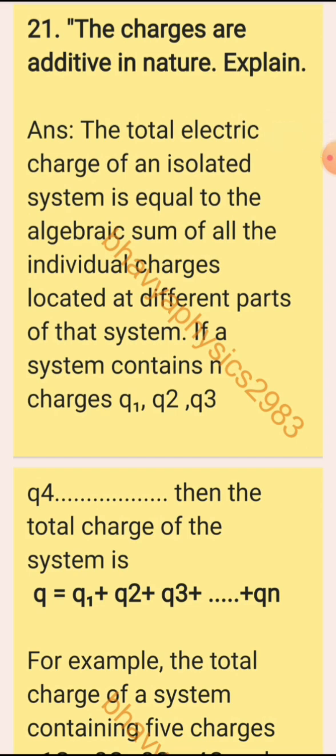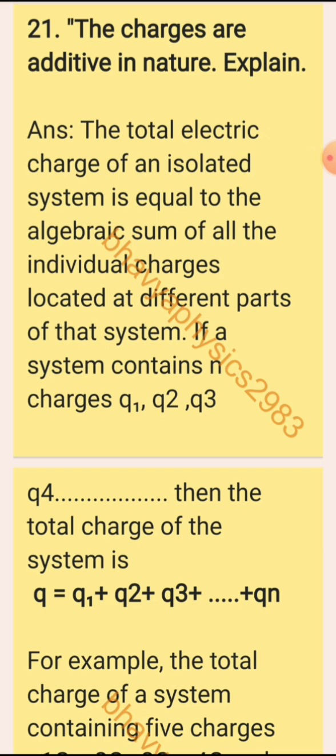So we know that charge is having 3 properties. The one is charge is additive in nature, charge is quantized and charge is conserved. So this is a first property. Here the total electric charge of an isolated system is equal to algebraic sum of all the individual charges located at different parts of that system. So that means when we are adding the charge, we need to consider its sign. Okay, there are positive charges as well as negative charges. So the total charge is algebraic sum of the individual charges present in that system. Okay, so this is a statement.